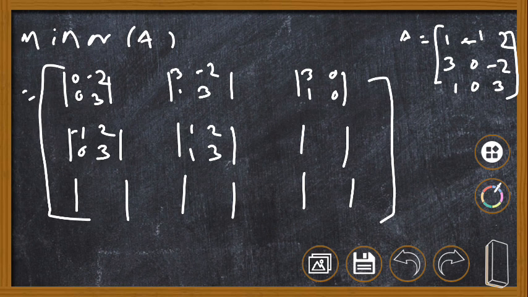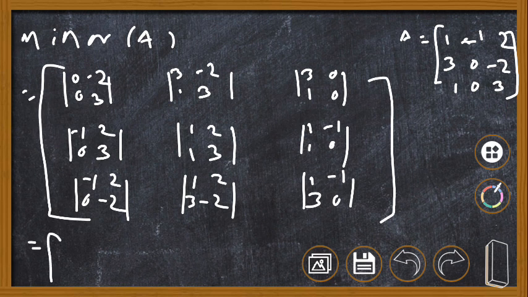Similarly for this element you remove this and this, and it will be 1, minus 1 and 1, 0. Then you remove this one first: minus 1, 2 and 0, minus 2. Next you remove this one also. What is left here is 1, 2 and 3, minus 2. Similarly you remove this one: 1, minus 1 and 3, 0. Now the values are like this.